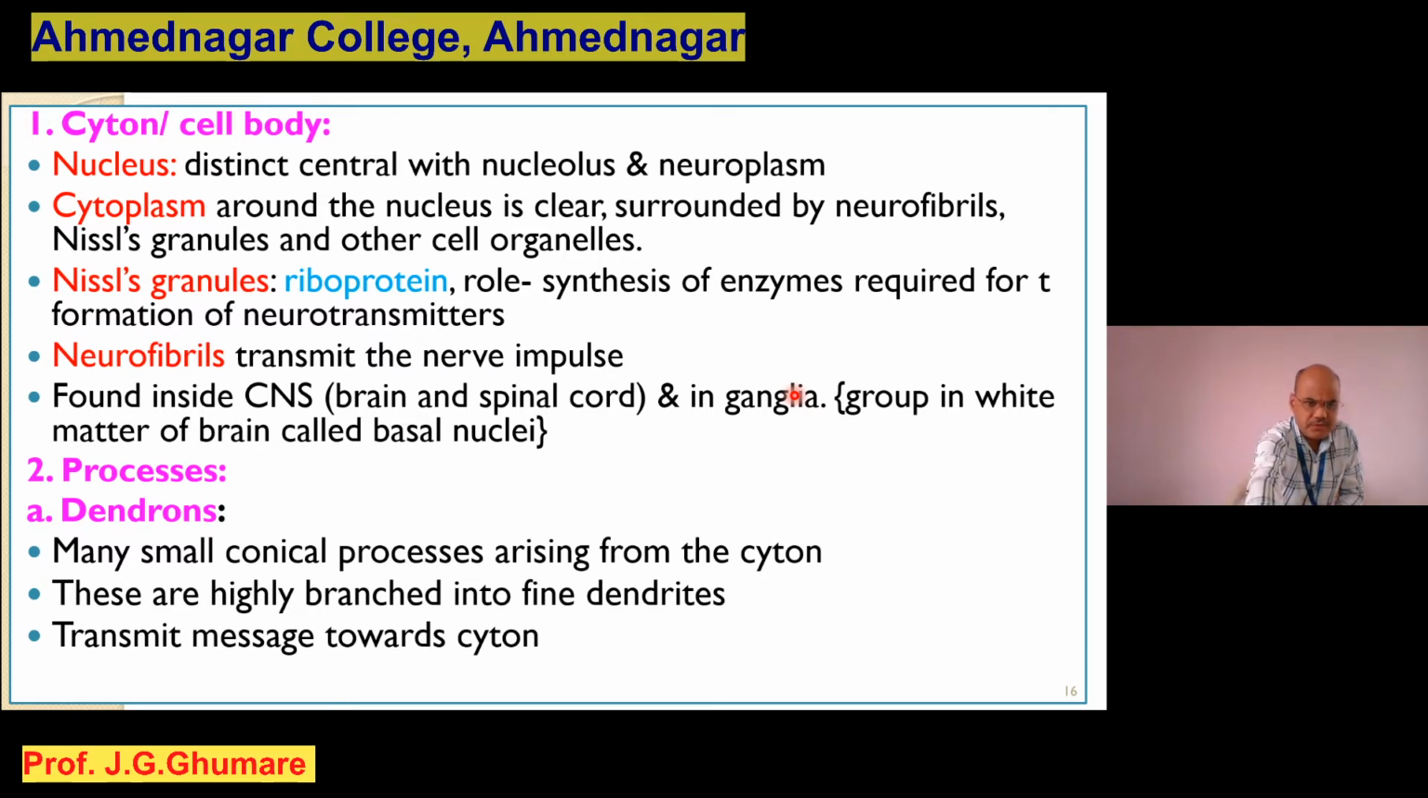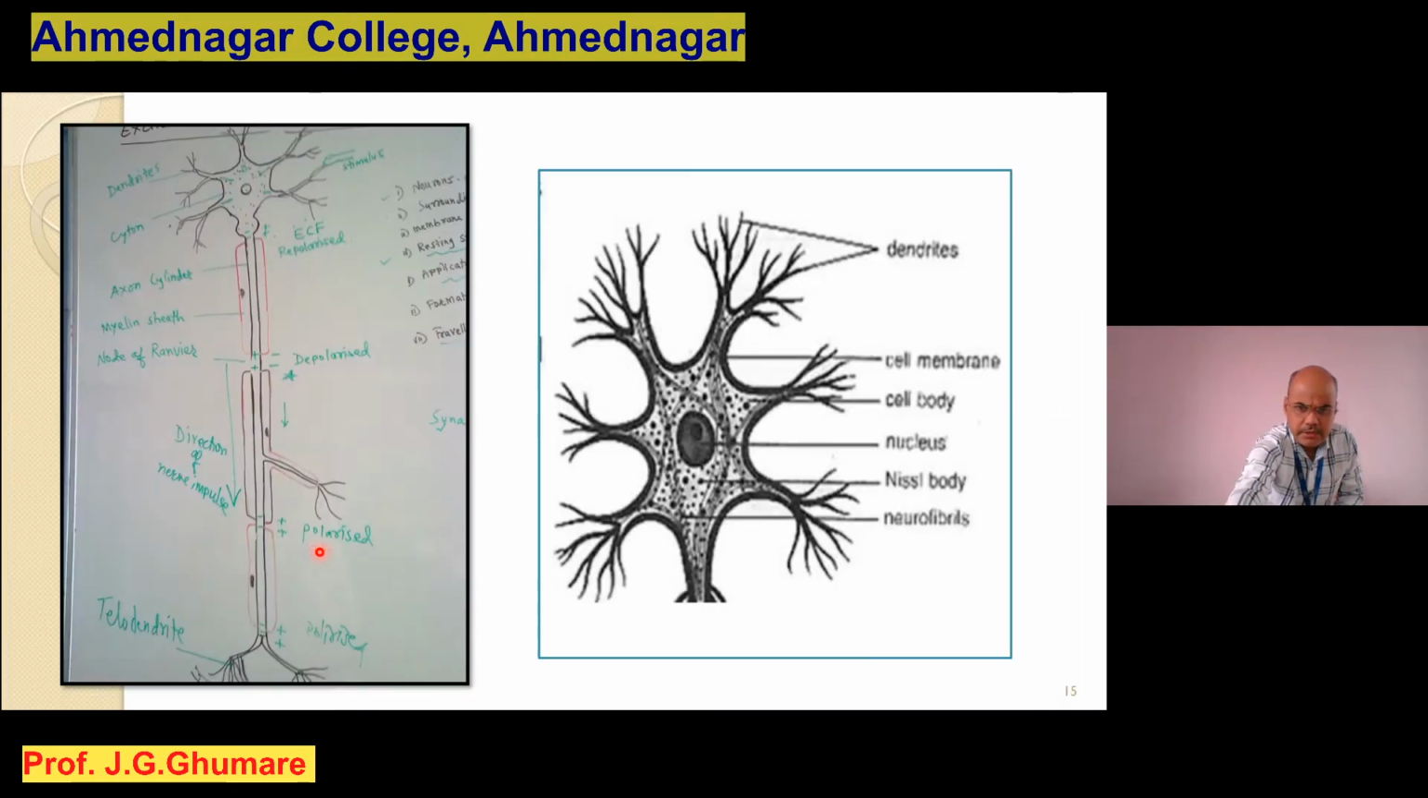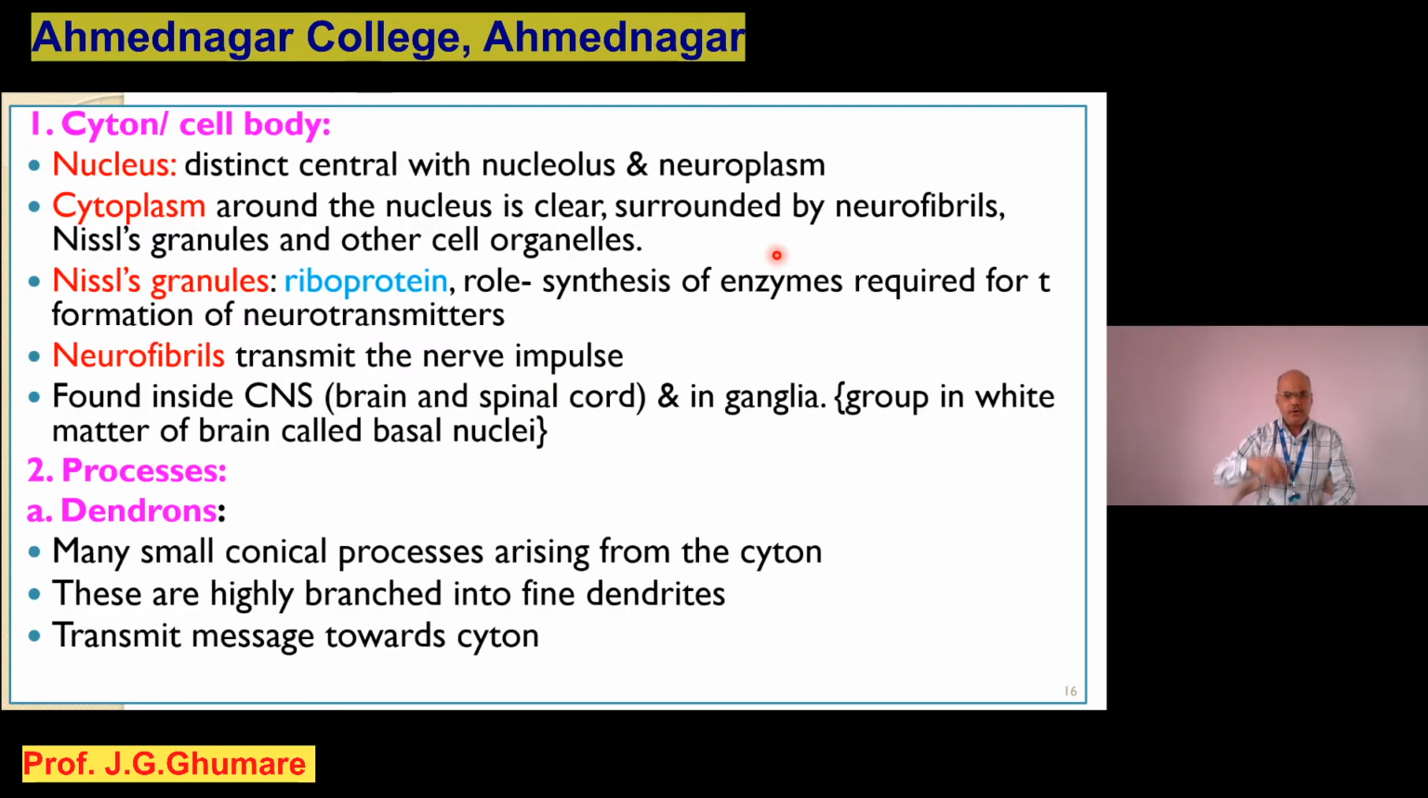And two types of processes. We say the smaller processes are called dendron. There are many in number. See here, there are many in number. One, 2, 3, 4, 5, 6, like this. Dendrons are many in number.